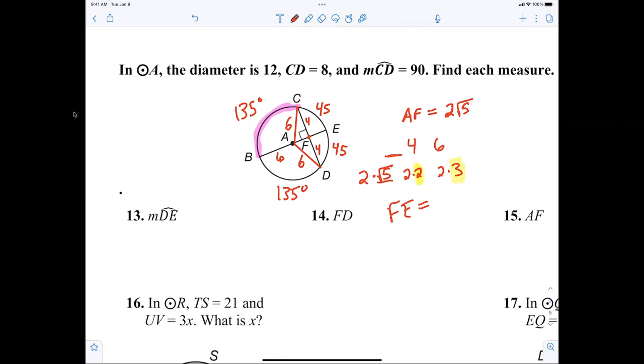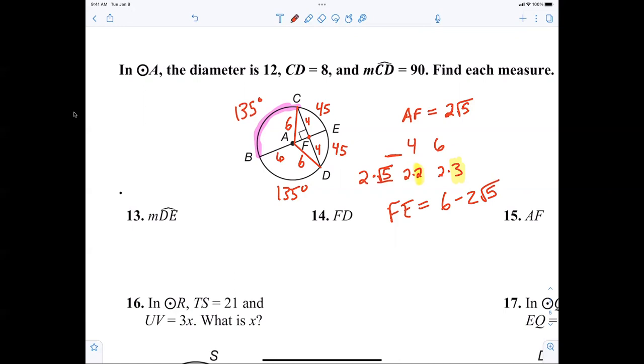Thank you, sir. 6 minus 2 radical 5. Anybody have any questions with that? Since only one person told me the answer, how do you get to that?